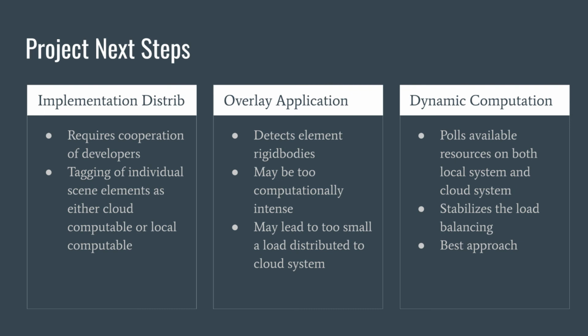The first would be implementing the VR application with the initial intention of distributing the computations. This would involve, during the development of the application, tagging individual objects as either a cloud computable object or a local computable object. This is not an overly desirable approach, as it requires the cooperation of developers to create applications with the intention of splitting the computations.